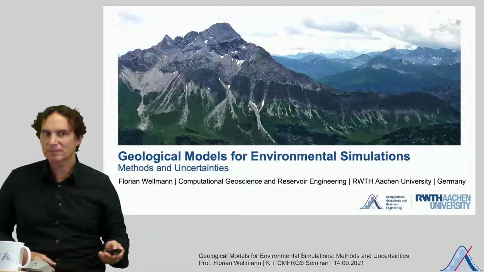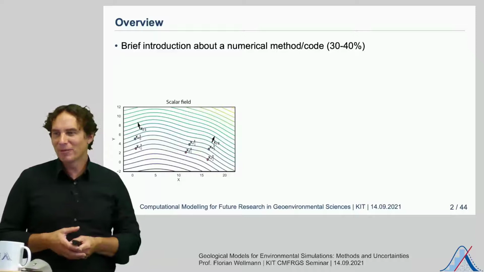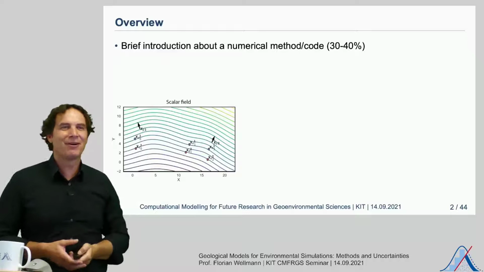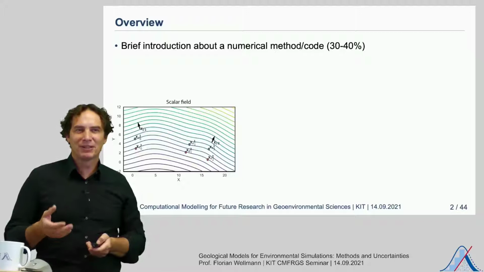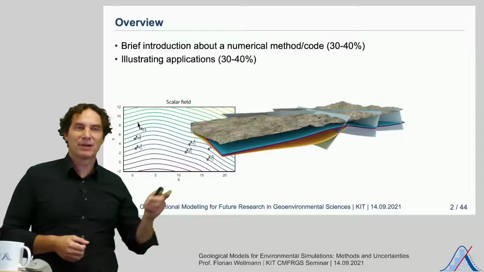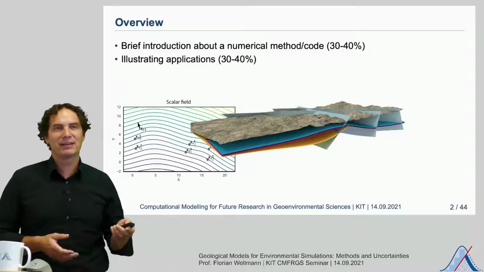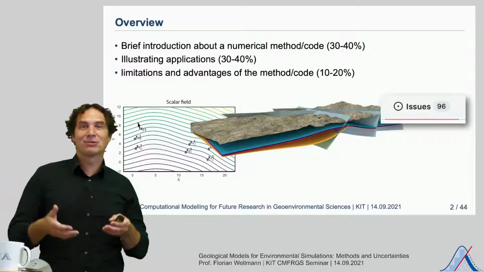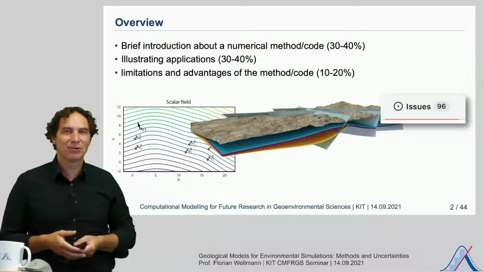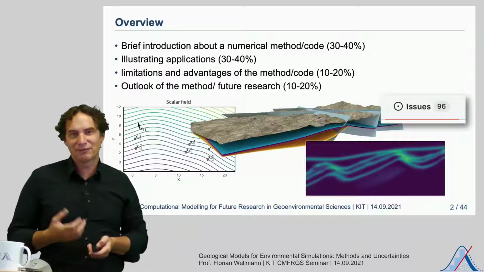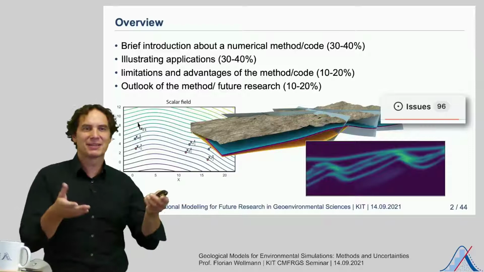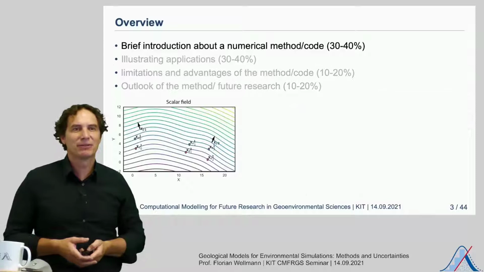Brief overview for today. In this talk, the format is really interesting, I think. I tried to follow the list I got from Aziar on how the seminar should be structured. I give a bit of an introduction to the numerical modeling part, some illustrating examples to show you how we use these interpolation and modeling methods. I will talk about limitations and advantages of the methods, and the challenges of working with open source code in an open source community. And a bit of outlook of the method and future research. It's really interesting to see where these methods take us in the future. So let's get started with an overview and introduction to the method itself.